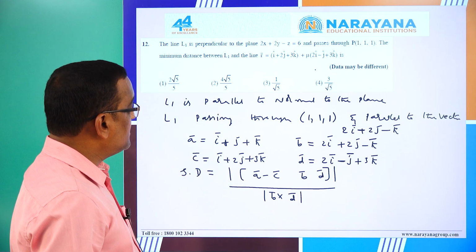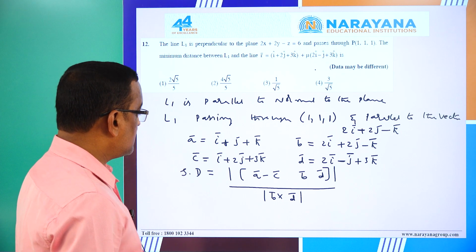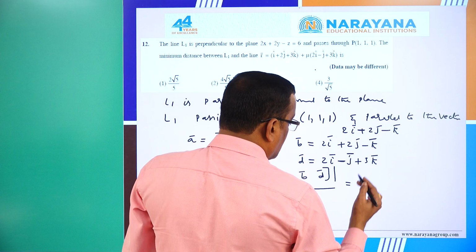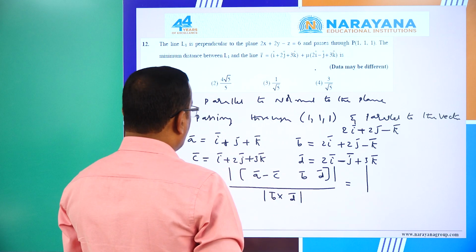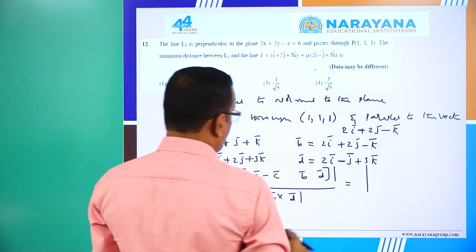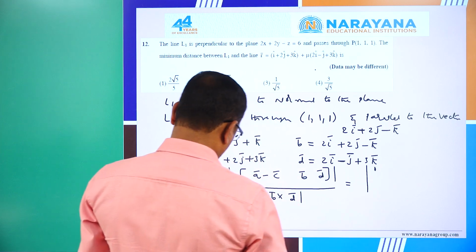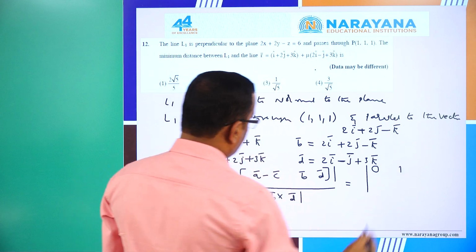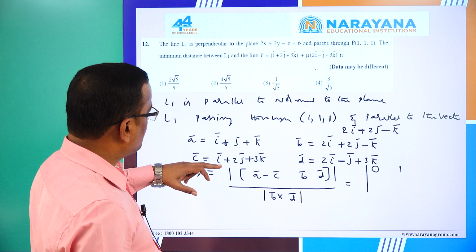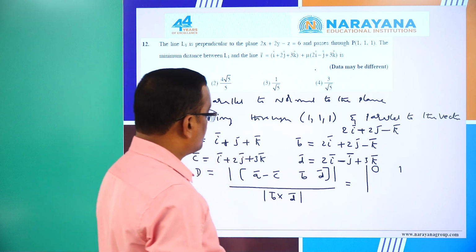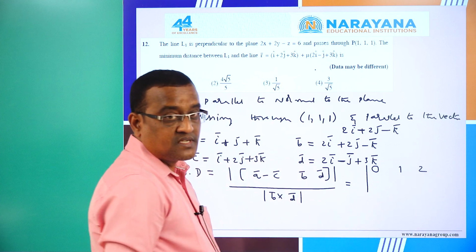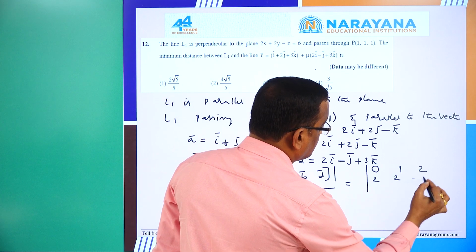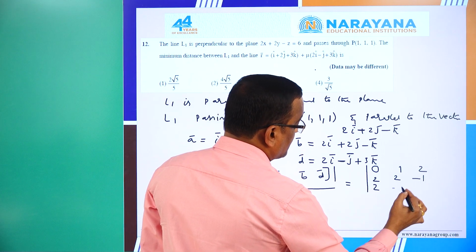Box A minus C, B, D by mod B cross D. And coming to the numerator, this is det of A minus C, these two: 1 minus 1 0, 2 minus 1 1, this is A, this is C. A minus C is 0, 2 minus 1, 3 minus 1, 2. And B bar is 2 2 minus 1, and D bar is 2 minus 1 3.